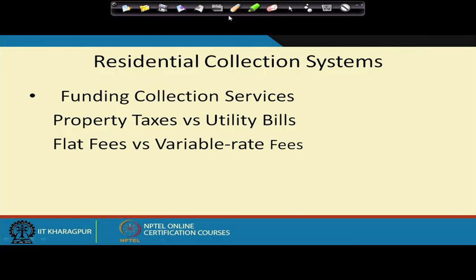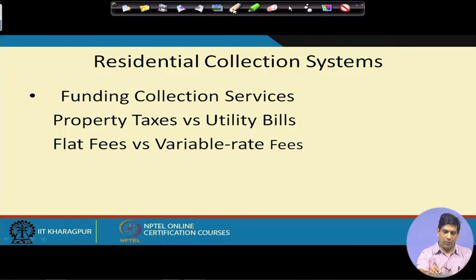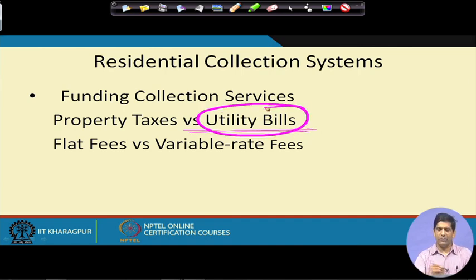But some places also go for what is known as the utility bill. As you get a water bill and a wastewater bill, similarly you get a solid waste collection bill. And this is actually becoming more common these days. Most of the ULBs try to go for that, if they can. Of course, it's all in a democracy; everything is decided through a democratic process.